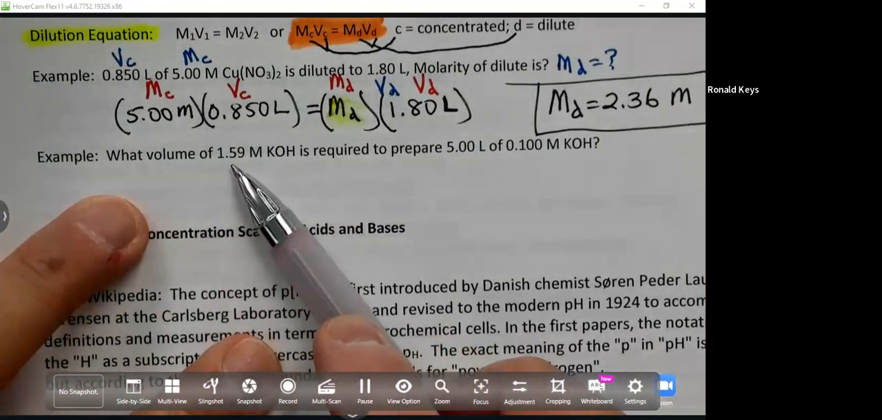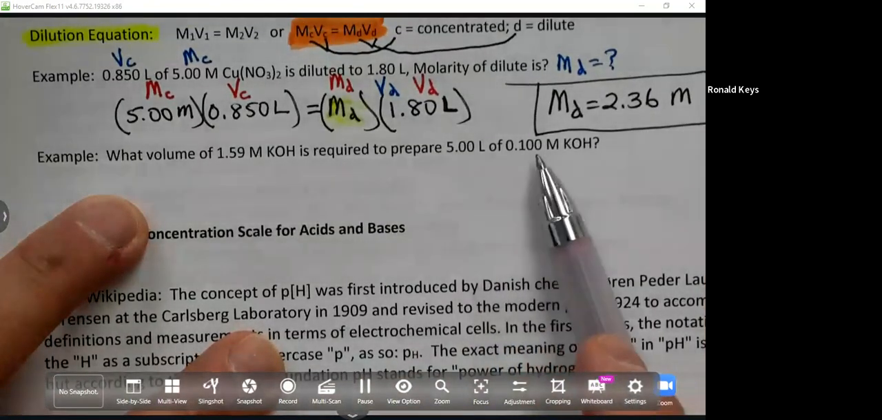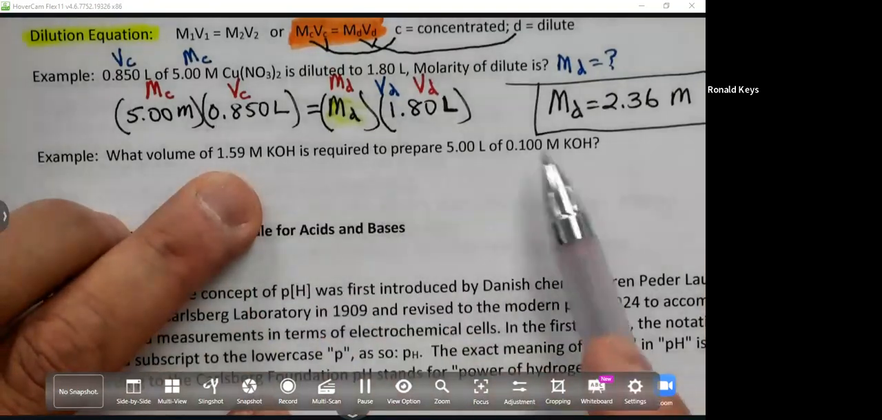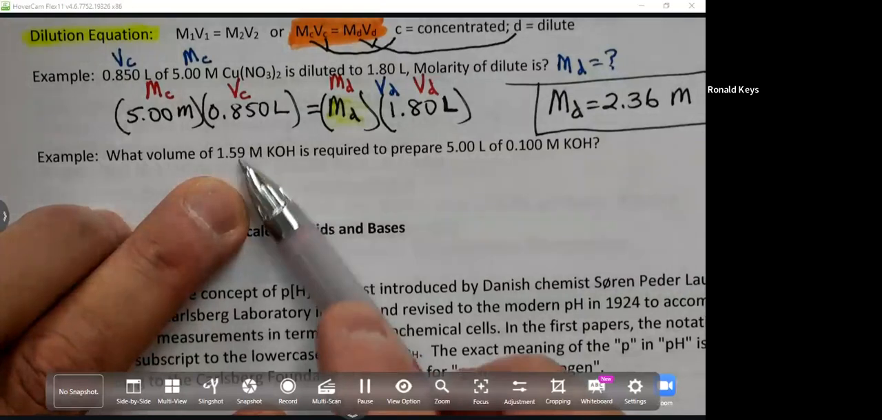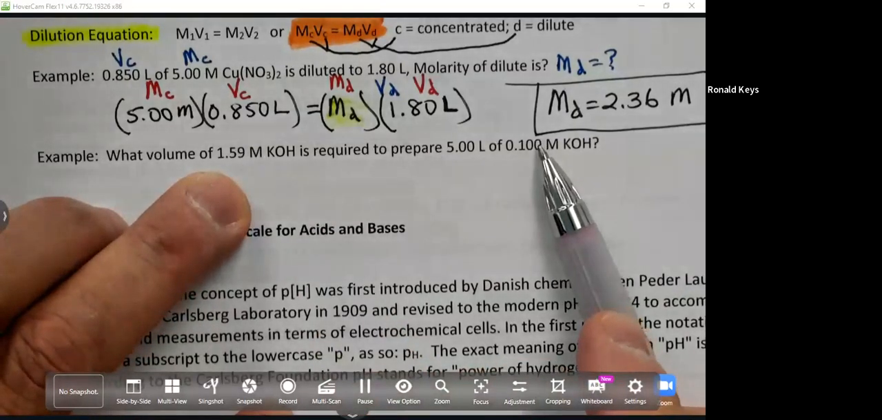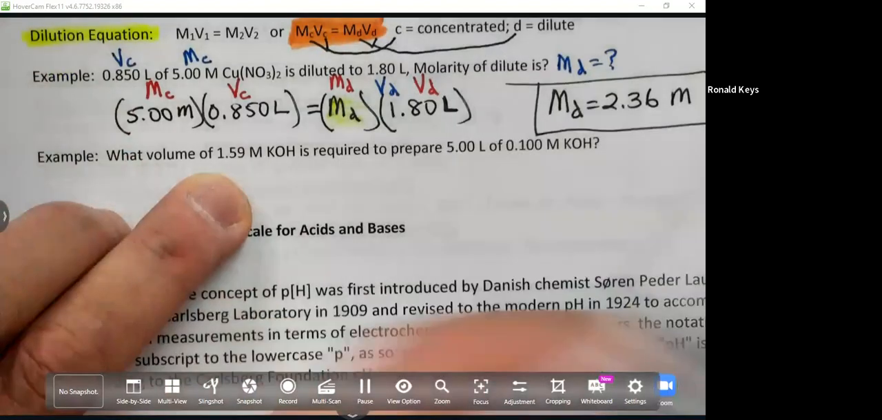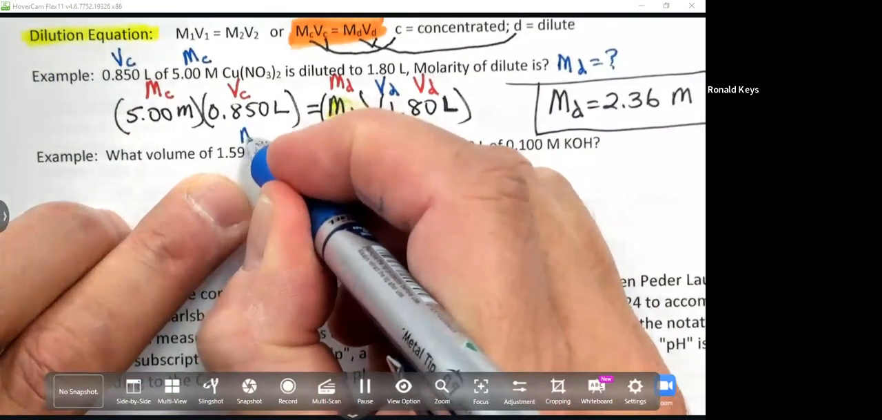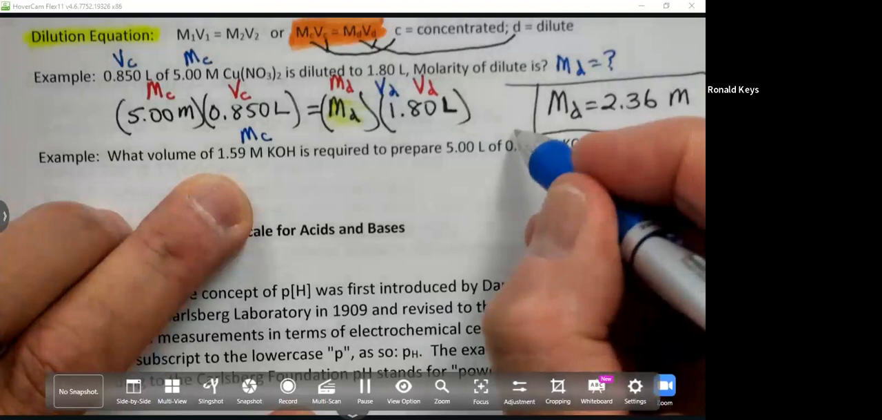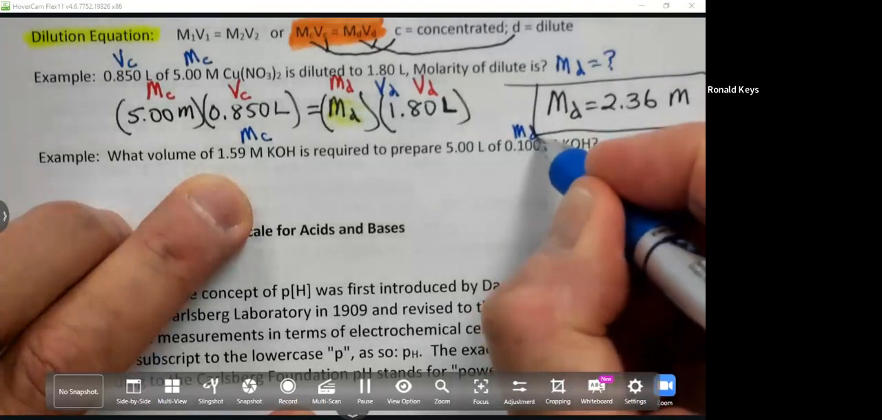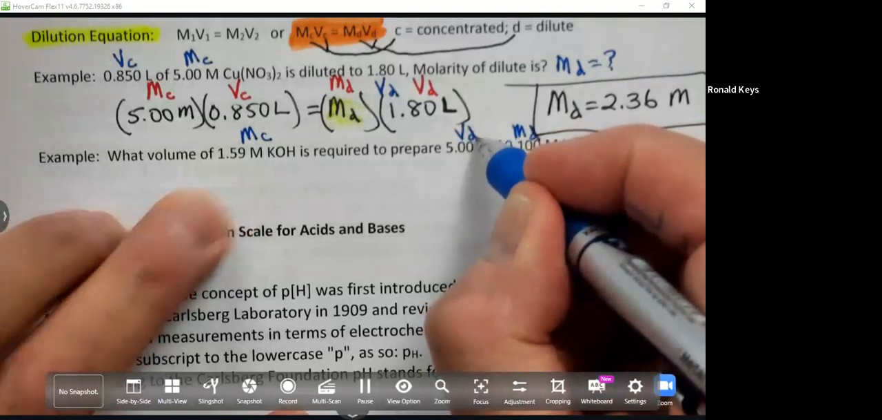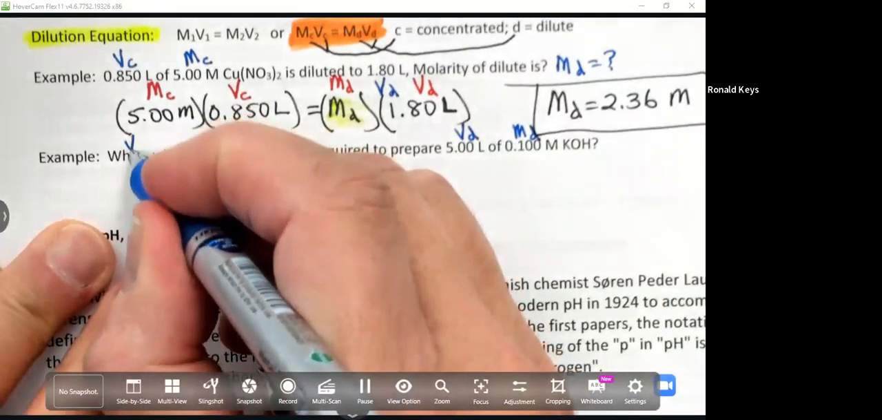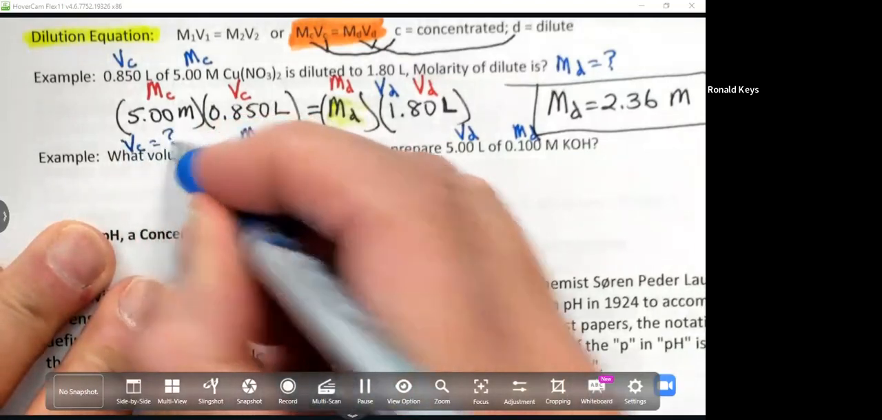What volume of 1.59 molarity KOH is required to prepare 5 liters of 0.1 molarity? So you could just look at these. This is the more concentrated molarity, right? This is 1.59 versus 0.1. So then I know that this right here is the molarity of my concentrated. This is the molarity of my dilute. This is the volume of my dilute. I'm looking for the volume of concentrated, right?